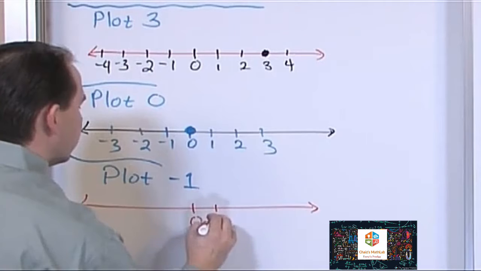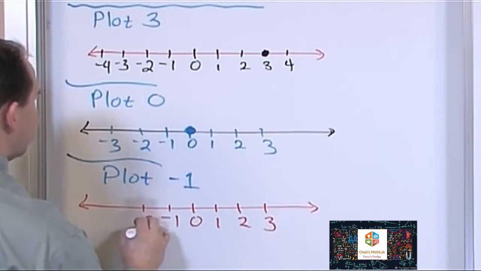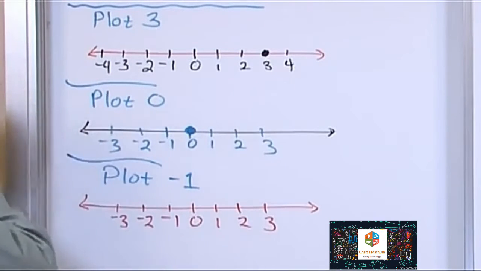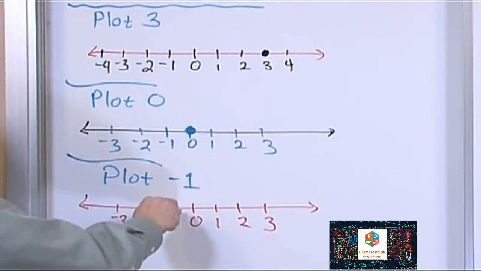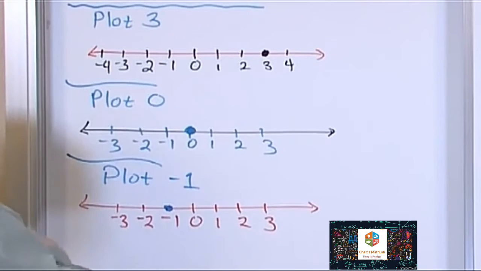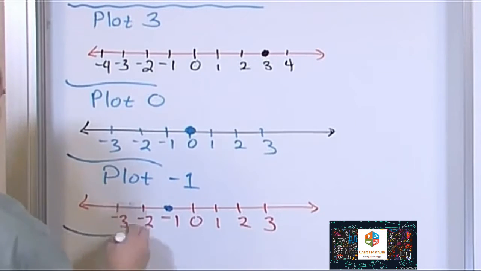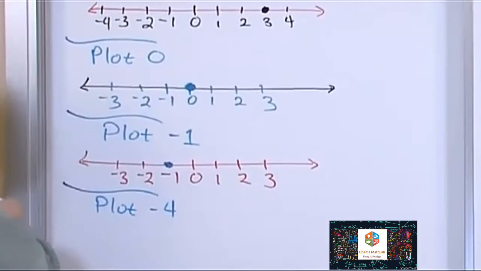So this is 0, 1, 2, 3, negative 1, negative 2, negative 3. Goes on and on forever. And the point negative 1 is right where you think it is, right here. Okay? And then finally, just to give you one more example here, what if we're going to plot negative 4 on the number line?